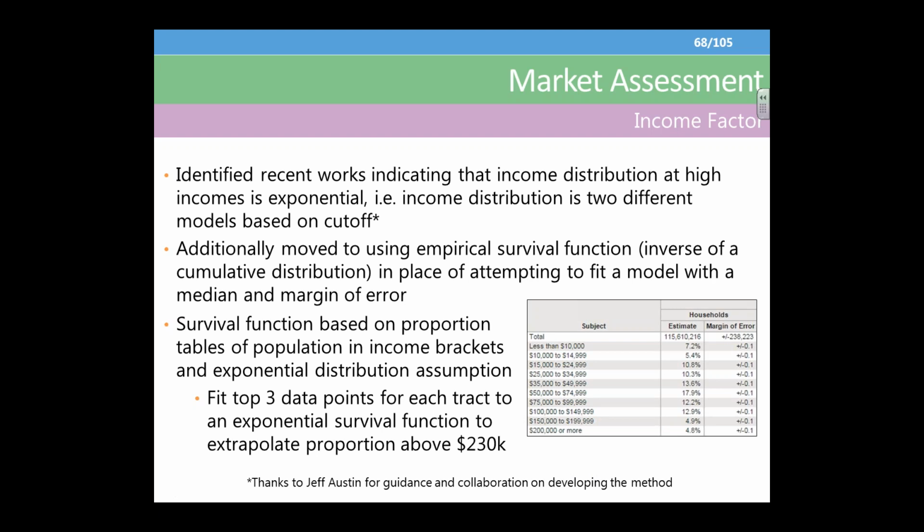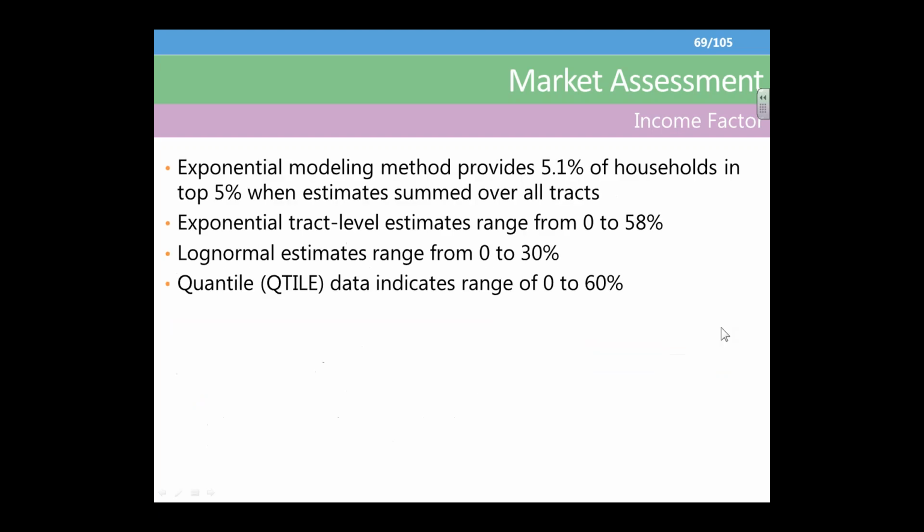And so what we do is we utilize the last 3 data points here, fit to an exponential curve, and then extrapolate what the $230,000 proportion is. And when we do that on every single tract and we add it up, we get a much better match. We get 5.1% of households when we were looking for 5%.